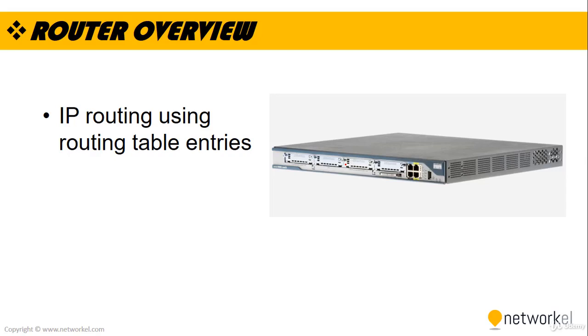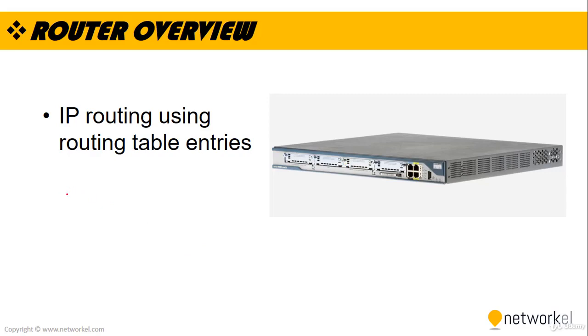Let's take a look at routers now. A router is a Layer 3 network gateway device, meaning that it connects two or more networks, and the router operates at the network layer of the OSI model. The main function of a router is IP routing using the routing table entries.